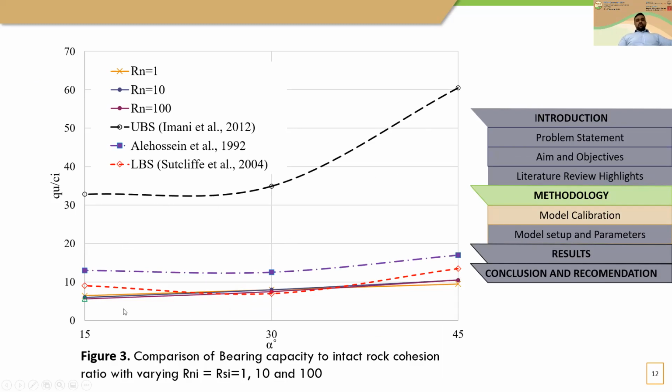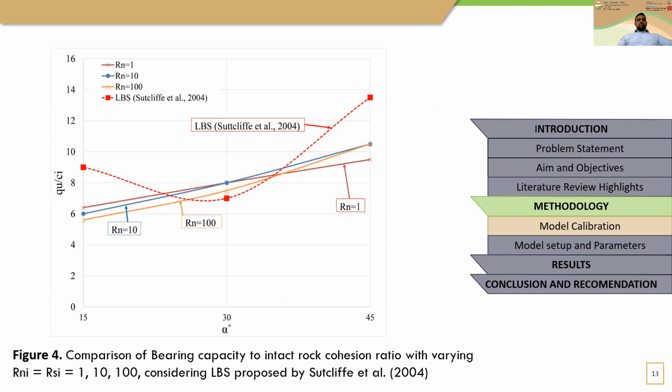This is the upper bound solution, and Iman et al. showed that his upper bound solution is higher than the lower bound solution, of course. This is where the study of Alwis et al. lies. By changing Rn and Rs to 110 and 100, we've been able to come close to the lower bound solution, but at the 15 degrees angle, it's lower.